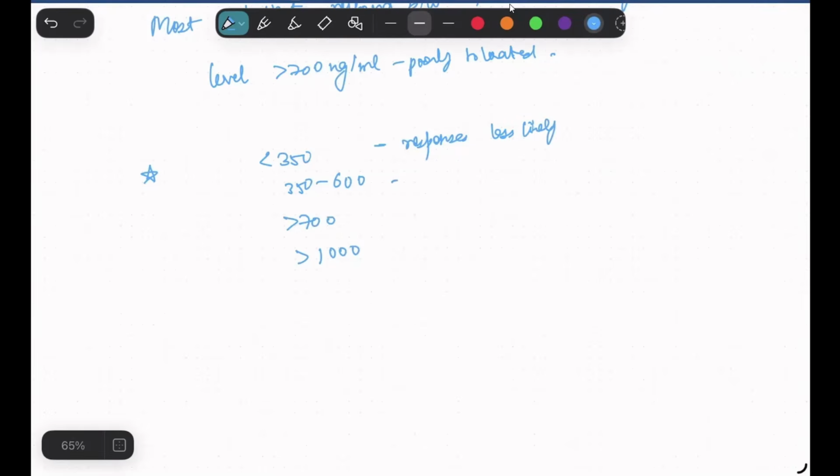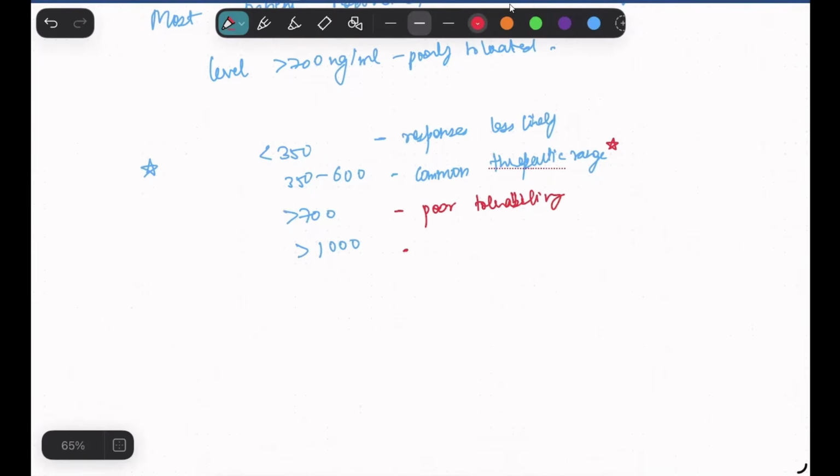350 to 600 nanogram per ml, what will it be? It is a common therapeutic range. Greater than 700, again, poor tolerability. Why? Side effect. And greater than 1000, what happened? There is high toxicity and seizure risk.